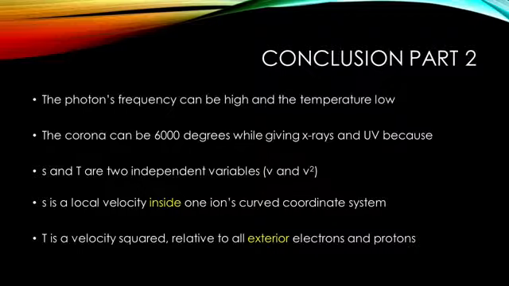That's because S and T are two independent variables. S is the velocity of the wave function, and T, temperature, is the velocity squared of electrons and ions. Two very different things. S is a local velocity inside one ion's curved coordinate system, but T is the velocity squared relative to all exterior electrons and protons.